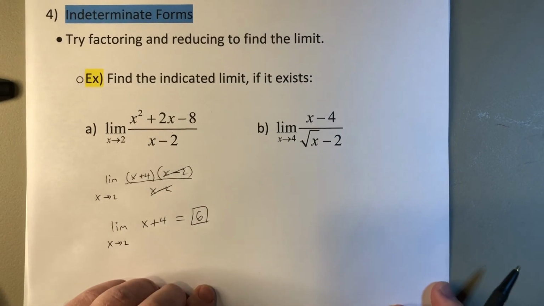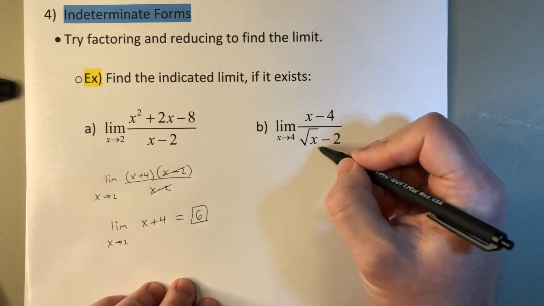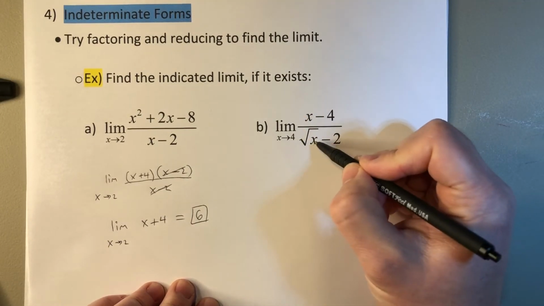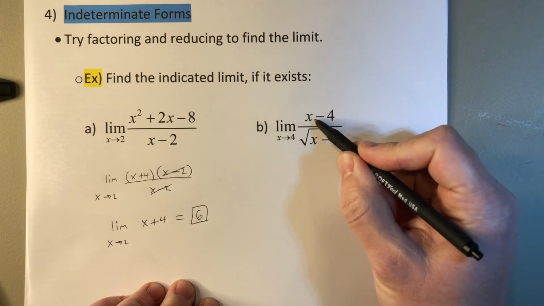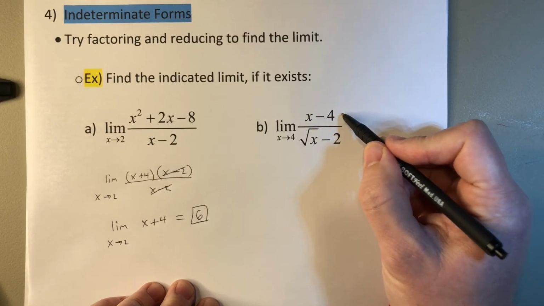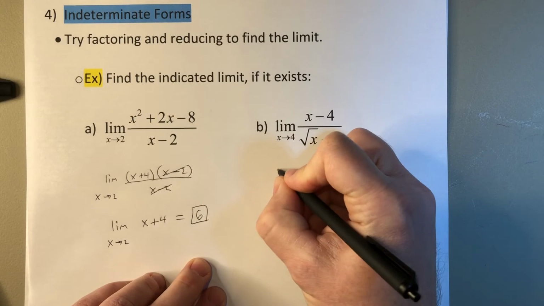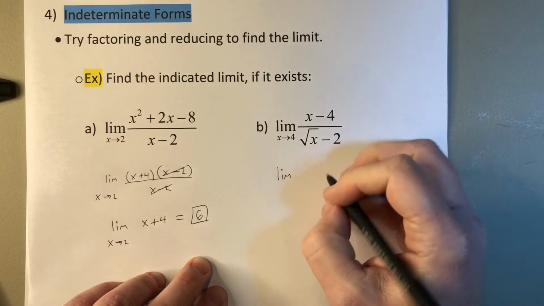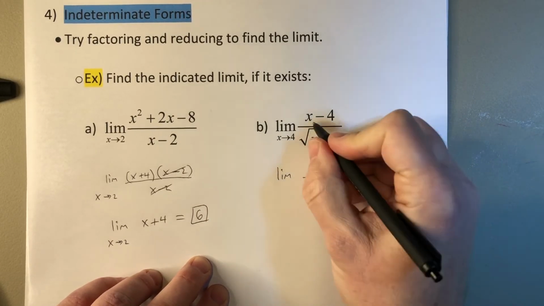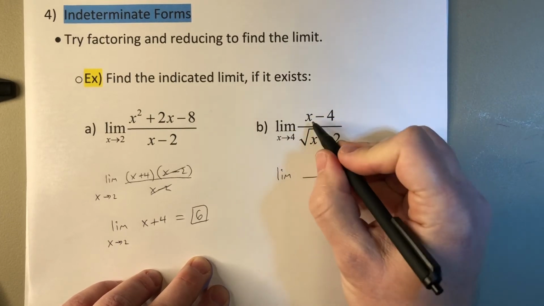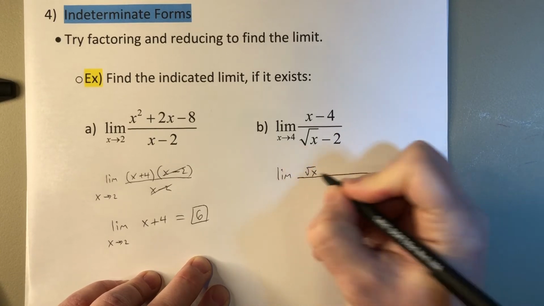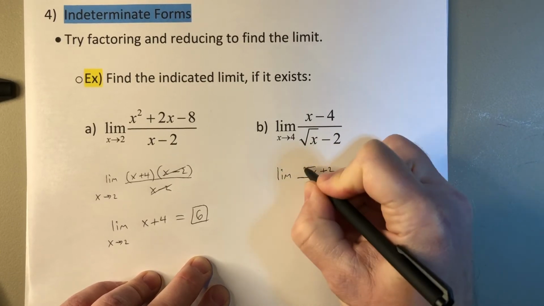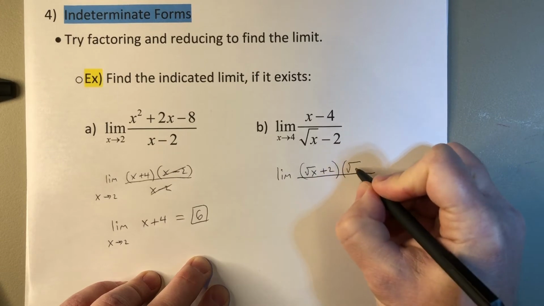Moving on to letter B. Similar situation here. If you replace every x with a 4, what do you get? Well, on the bottom, you get the square root of 4, which is 2. 2 minus 2 is 0. On top, 4 minus 4 is 0. Again, a 0 over 0 indeterminate form. So what we're going to do is see if we can factor this and reduce. This actually is factorable. This x minus 4 is a difference of 2 squares. It may not be that obvious, but it is. And the factorization would look like so.